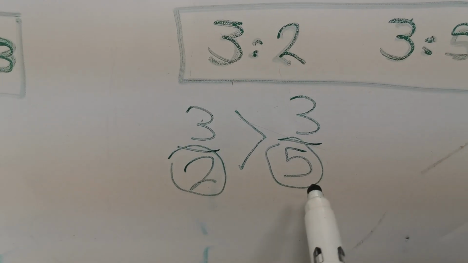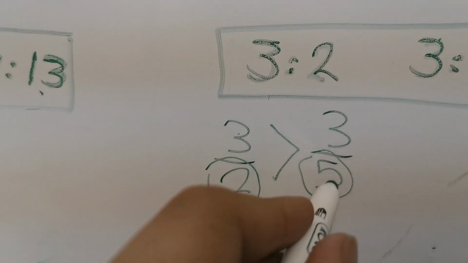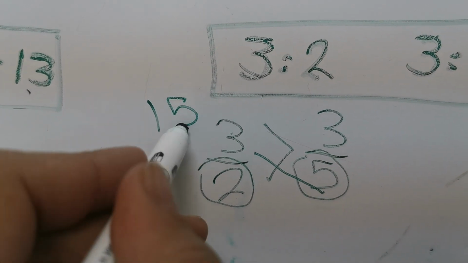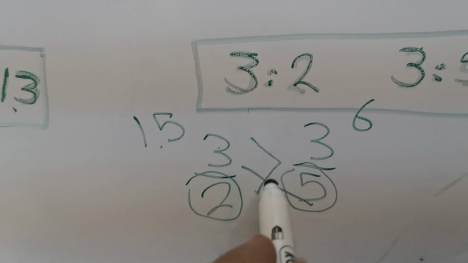Or if you get confused, you can use the cross multiplication and compare. Here 5 times 3, 15. Here 2 times 3 will give you 6. 15 is greater, so here is my sign.